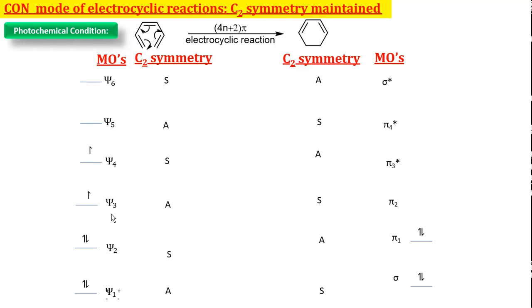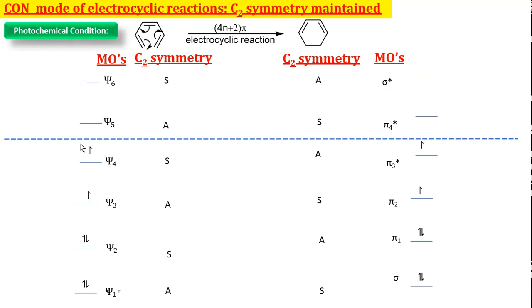Yes, one electron from phi 2 promotes to the pi 3 orbital. Now classify the molecular orbitals from low energy to high energy, that means molecular orbitals with electrons and without electrons. Now correlate the molecular orbitals of reactant to product: symmetry to symmetry, asymmetry to asymmetry, and so on.